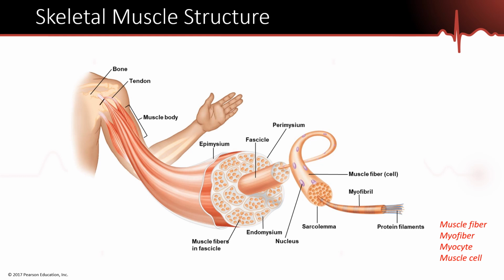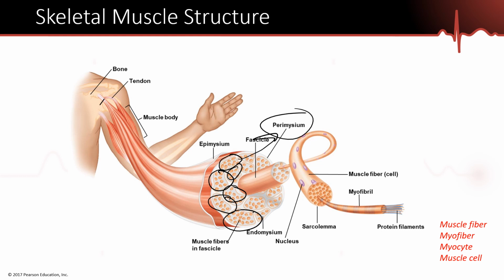The whole muscle itself is going to be surrounded by a layer of connective tissue called the epimysium. If you go inside of the whole muscle, you're going to find that the whole muscle is divided into fascicles, which are really bundles of muscle fibers. Each fascicle is surrounded by a layer of connective tissue called the perimysium.